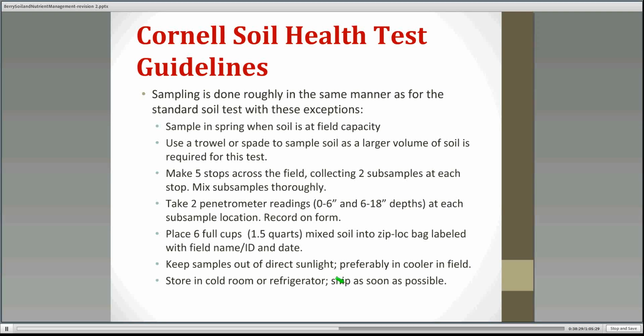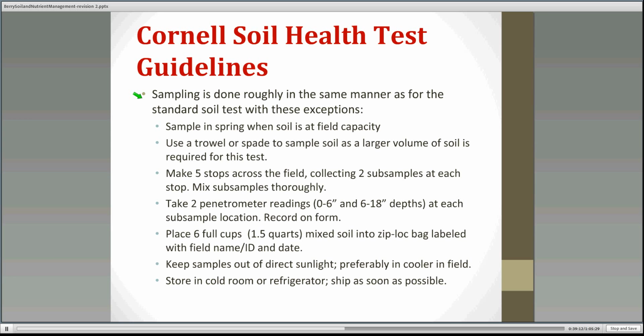So these are rather important guidelines, and the sampling will be done roughly in the same manner as for the standard chemical soil nutrient test, with some exceptions. You want to sample the soil in the spring when the soil is at field capacity. That means it needs to have enough soil moisture to be tillable, but it can't be saturated. And that was a difficult thing this spring. We had such a dry April, it was difficult to get any kind of field capacity in most soils. And then it started raining like crazy, so it makes it hard.